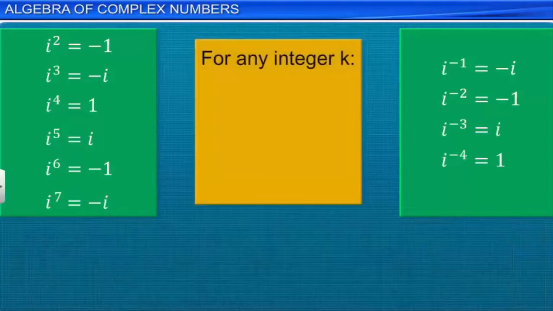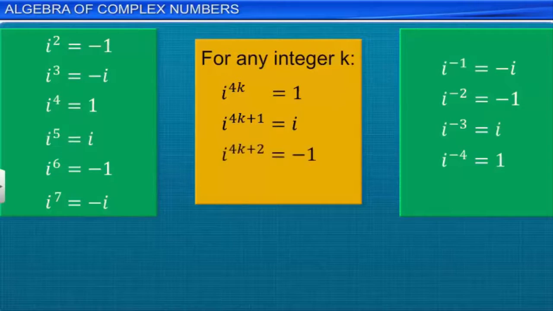For any integer k, i raised to the power 4k is equal to 1. i raised to the power 4k plus 1 is equal to i. i raised to the power 4k plus 2 is equal to minus 1. i raised to the power 4k plus 3 is equal to minus i. These results are more useful while simplifying expressions involving complex numbers.